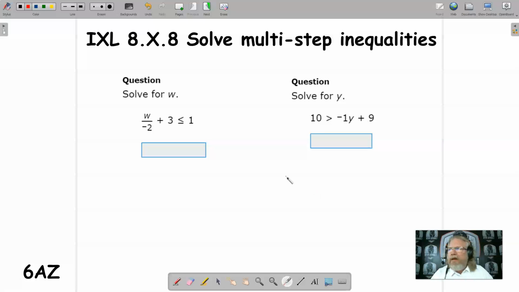Hello, this video is for IXL 8.X.8. It is titled Solve Multi-Step Inequalities. And the 3-character code for this activity is 6 Alpha Zulu.